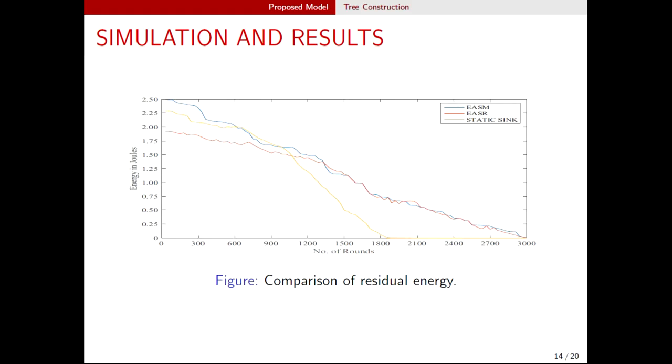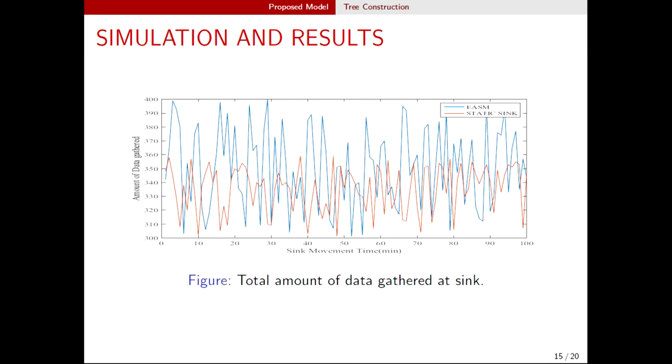The second result shows the energy in joules on the y-axis and the number of rounds for which the algorithm is run. In the comparison of residual energy, our algorithm, EASM, has produced slightly better results than the static sink approach. The third result is the total amount of data gathered, which has been normalized from 300 to 400, because a lot of data has been collected only during this period. As time proceeds with the sink movement, the amount of data gathered by the sink should also increase, because we need to gather data from all the regions of the network.